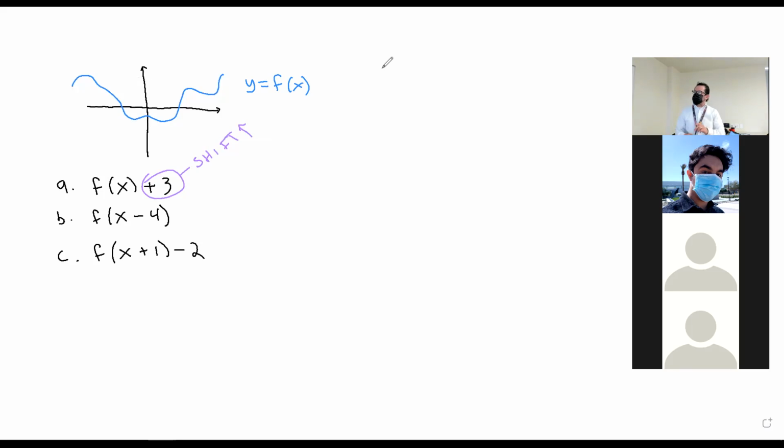Let's take a couple of reference points here in the graph, things that we know. We know that the graph crosses 0 at these 2 points, okay? So if I'm going to shift it up, I'm going to grab these 2 points here and move them up how many units? 3 units over here.